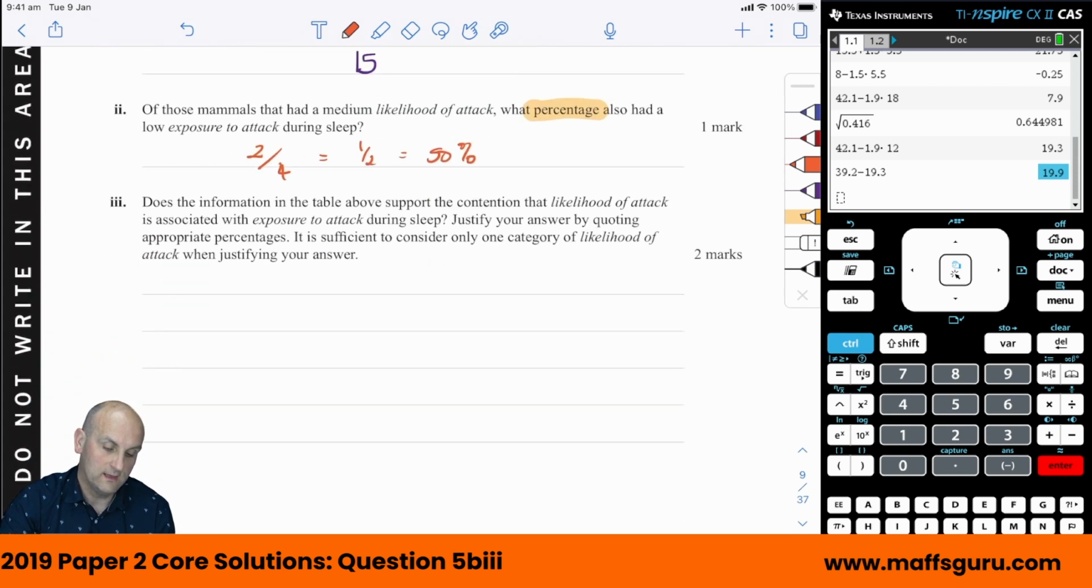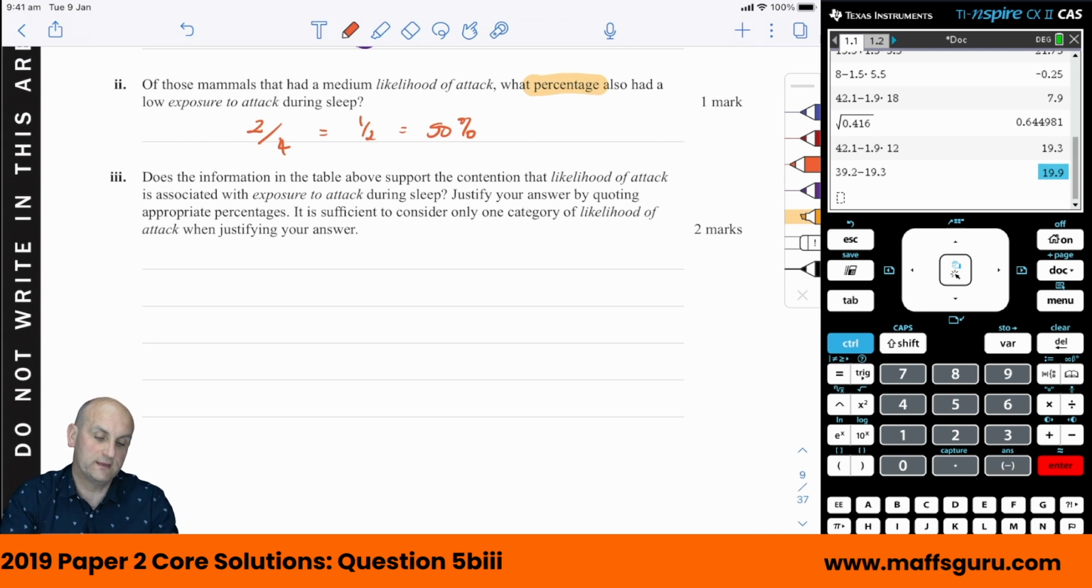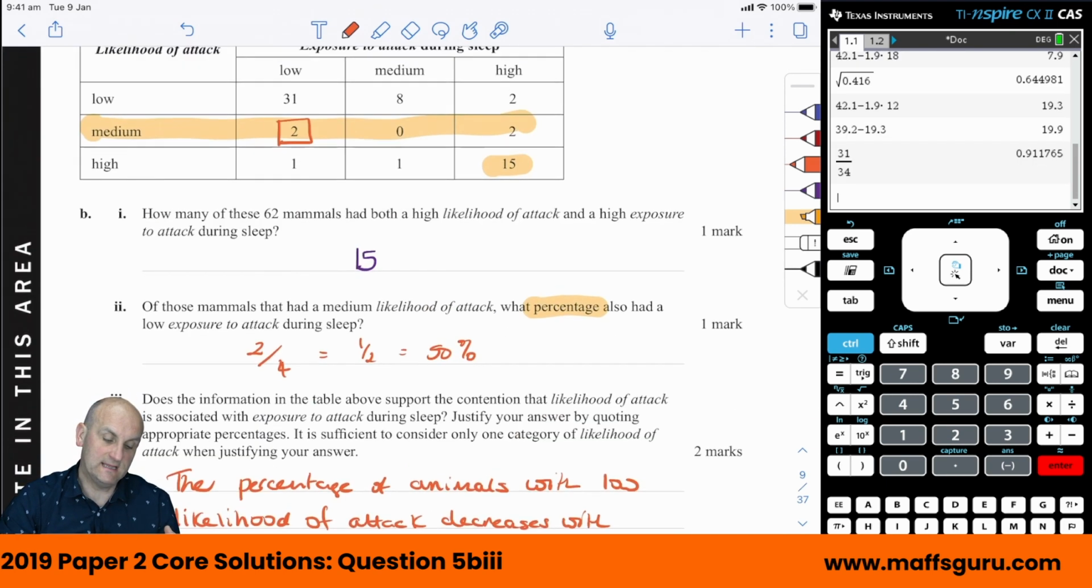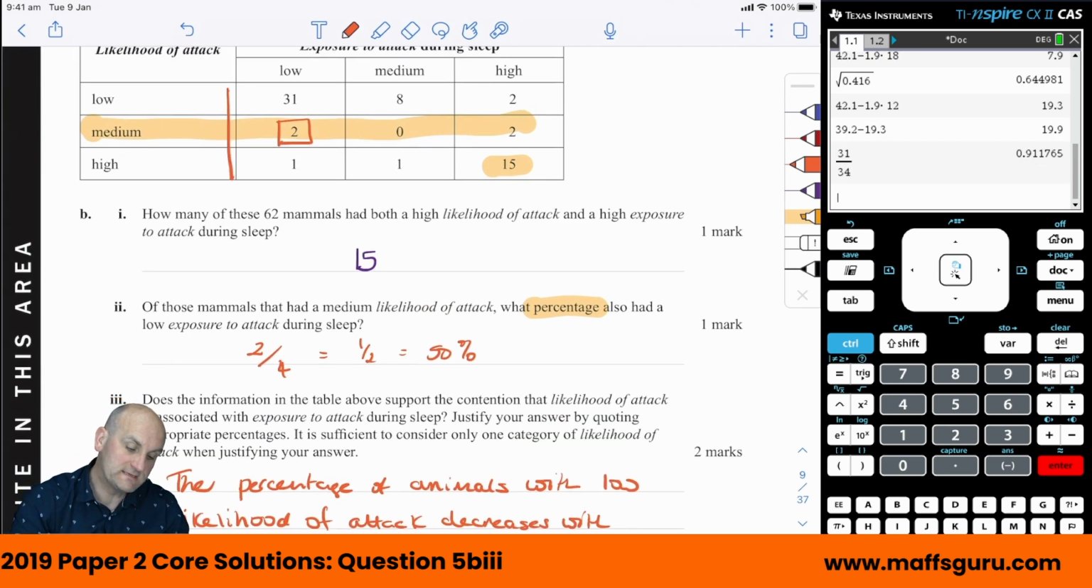All right, here we go. Does the information in the table above support the contention that the likelihood of attack is associated with exposure to attack during sleep? Justify your answer by quoting appropriate statistics or percentages. A thing to remember when doing this is that you've got to work out column percentages, not row percentages, column percentages. So if I had taken this first column here, I would have done 31 divided by 34 because the column adds up to 34.